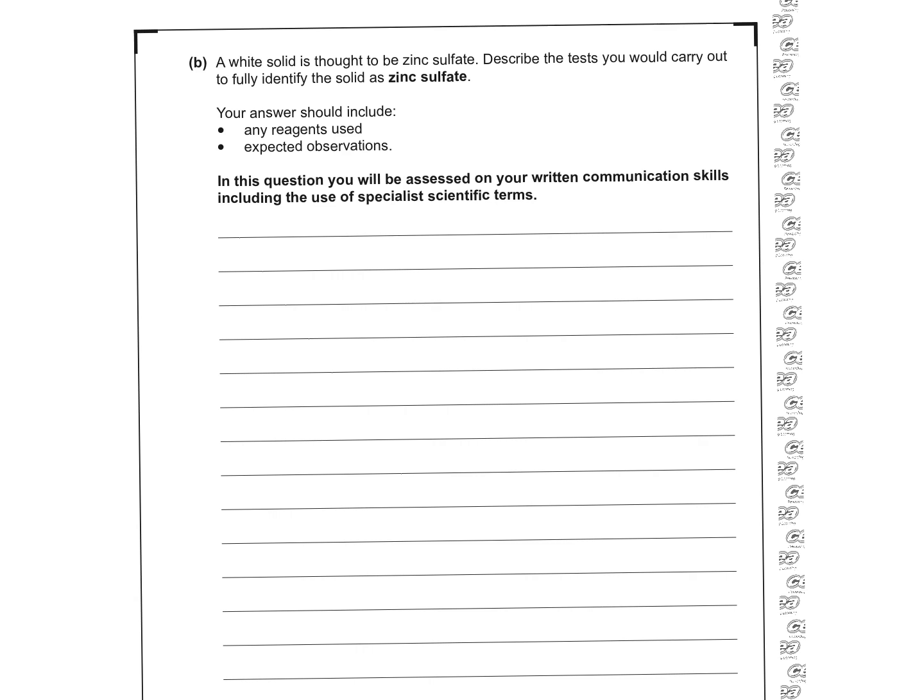Part B, we've got a white solid, it's thought to be zinc sulfate. Describe tests you would carry out to fully identify the solid as zinc sulfate. So we're thinking of tests that will identify the zinc part and the sulfate part. So we've got to make sure we include the reagents and then what observations we would have. So let's do the zinc ion to start with. And I'm just doing bullet points. In chemistry, we love bullet points.